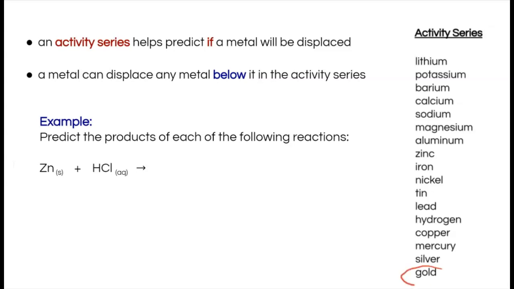Gold is the least dominant element on our activity series, which means that it can't bump out anything. Let me give you an example. Our general formula is A plus BC goes to make AC plus B. Here we see that A is bumping out B, but A can only bump out B if A is higher on the list, if it has dominance over B. If you're not sure what I mean, let's go through a couple of examples and I'll help you see that.